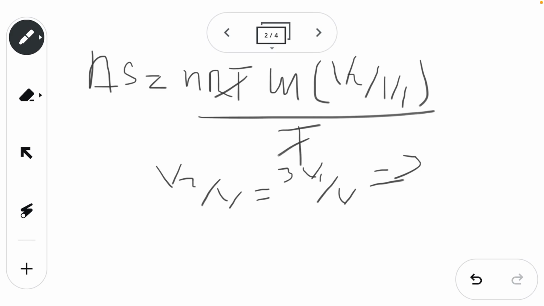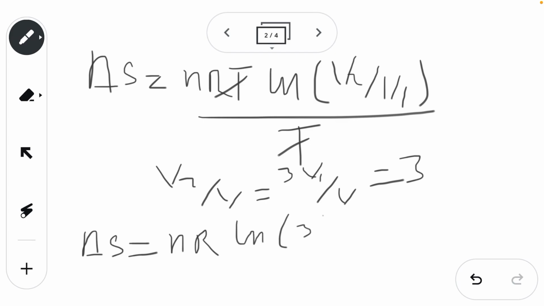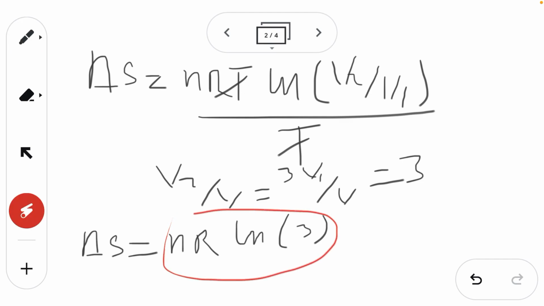Okay, so we are going to remain with the change of entropy expressed as nR natural log of 3. So it has now been simplified. As you can see, we have actually expressed the V2 over V1 as a 3 here.